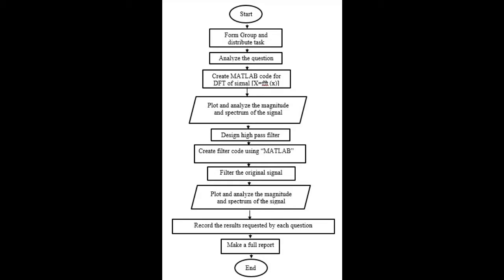The next method is to create MATLAB code for the DFT of the signal function. Then we plot and analyze the magnitude and spectrum of the signal. After that, we need to design the high-pass filter using Simulink. To filter the signal, we use MATLAB. It filters the original signal, then we plot and analyze the magnitude and spectrum of the signal. Last but not least, we record the result requested by each question.